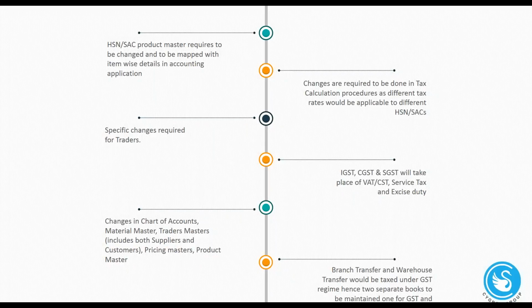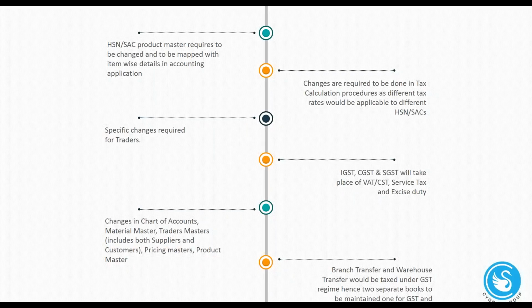Then there are specific changes for the traders' fraternity. It is very important because they have been dealing with the RG23D matter, wherein they have not been passing on the tax credit based on the receipt of the tax credit. But under GSTN, that will work quite differently, and they also need to make changes in their systems. Similarly, changes in the chart of accounts, material master, and all those would be required as we go into the development of our IT systems.